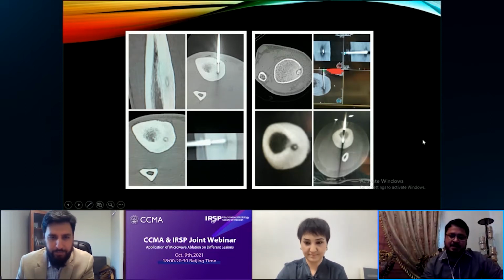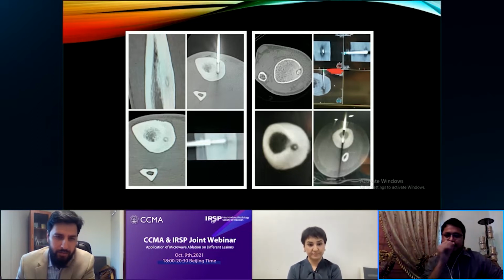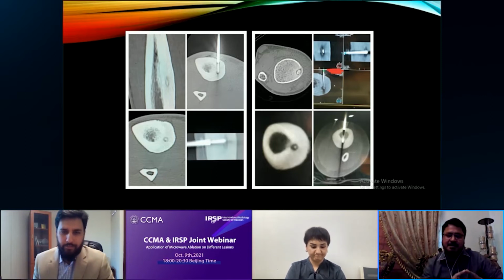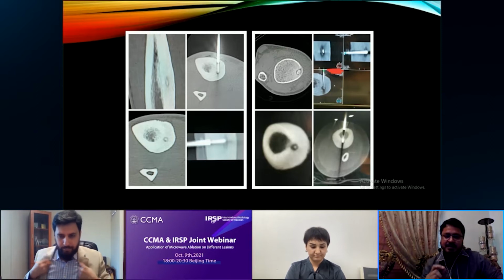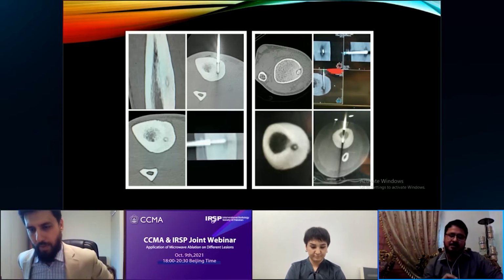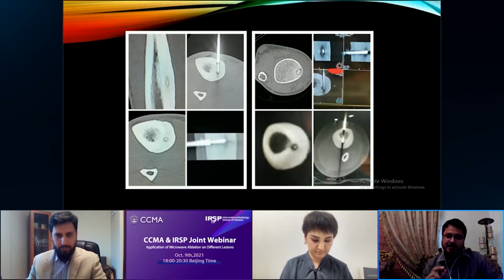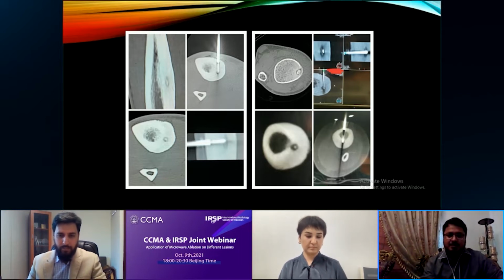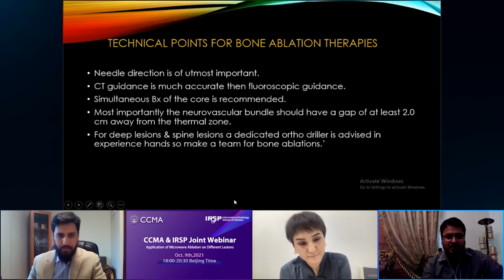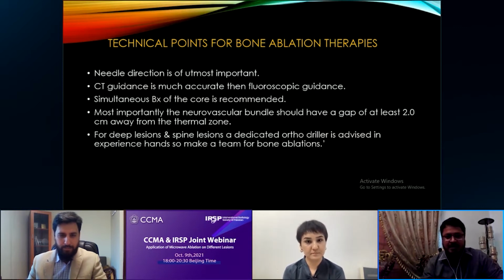As I told, the technique is simple but very critical. If we are offering RFA, radiofrequency ablation, we have to place the tip of the needle within the center of the nidus. And if we are doing ablation therapy with microwave, the central dot of the distal tip of the microwave ablation antenna must be placed within the nidus. So there are some important technical points to be considered whenever we are offering RFA or microwave. The needle direction is of utmost importance.